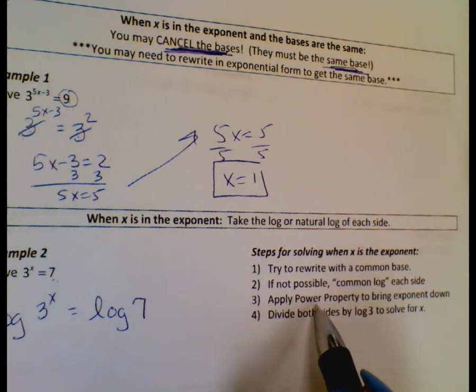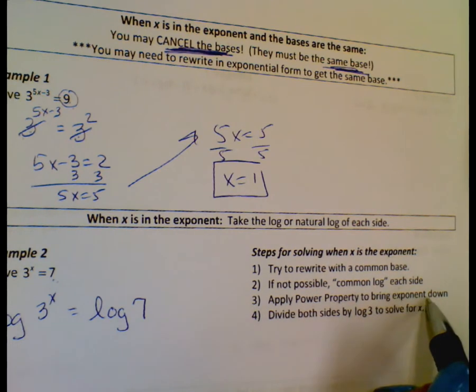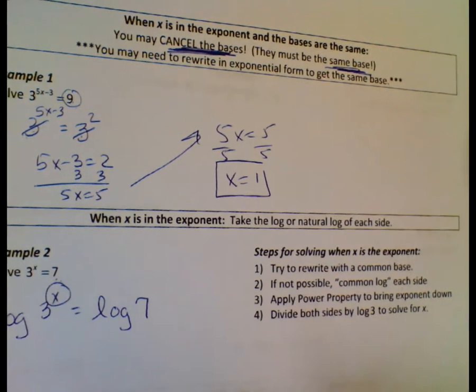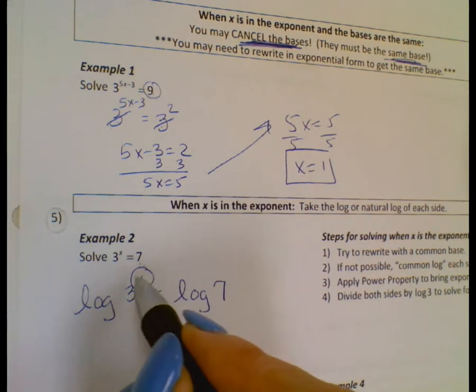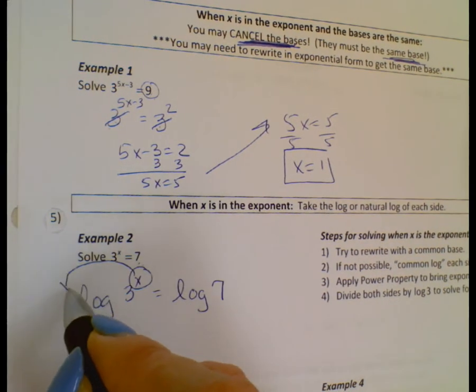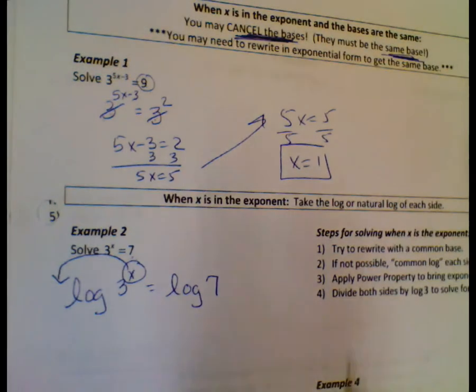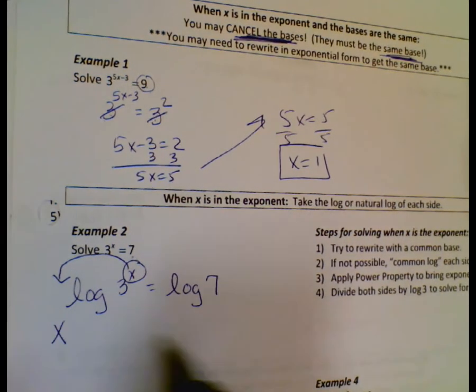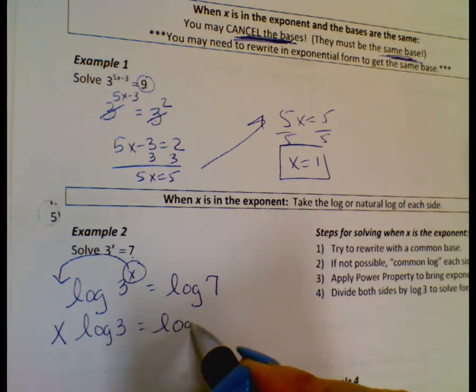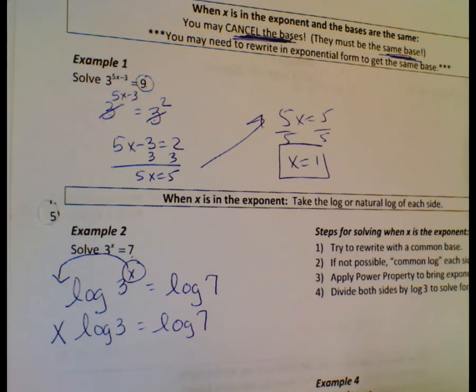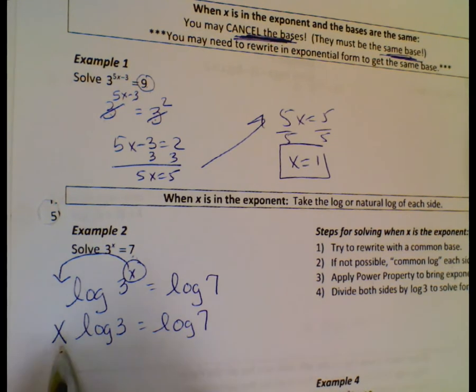Now we're going to apply the power property to bring the exponent down. See this exponent right here? We're going to bring it down so it's in level form with everything else. So to bring it down, we're going to bring it out front, and it's going to blow up. In other words, it's going to expand. It's going to become a big X. Log 3 equals log 7. Because that x is very important. That's what we're solving for, right?